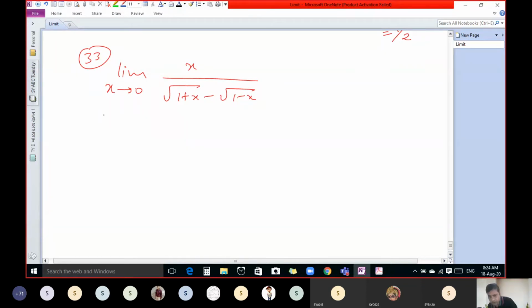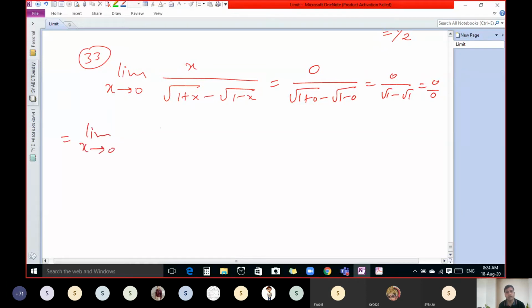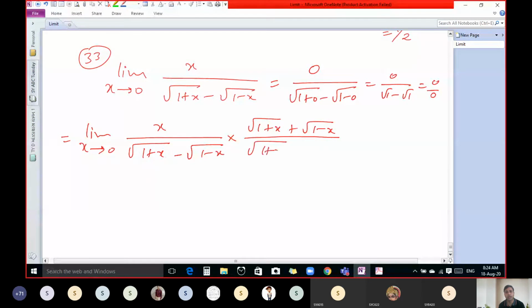Okay, now if you put x equal to 0, then what will happen here? We get 0 in numerator, here we get 1 plus 0 minus 1 minus 0. So obviously it is root 1 minus root 1, and ultimately we get 0 by 0. So because of this root sign involved in a denominator, we have to rationalize. We know what we have to do in rationalization. We have to multiply and divide by same term, but we have to change the sign between two terms. So root 1 plus x plus root 1 minus x. The same thing we have to put in denominator.